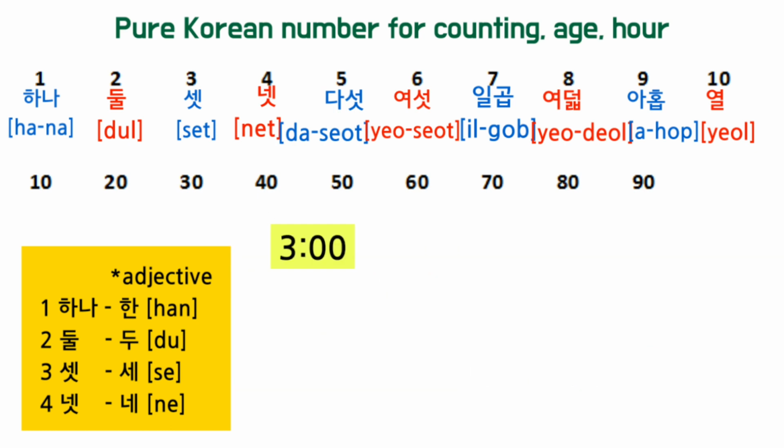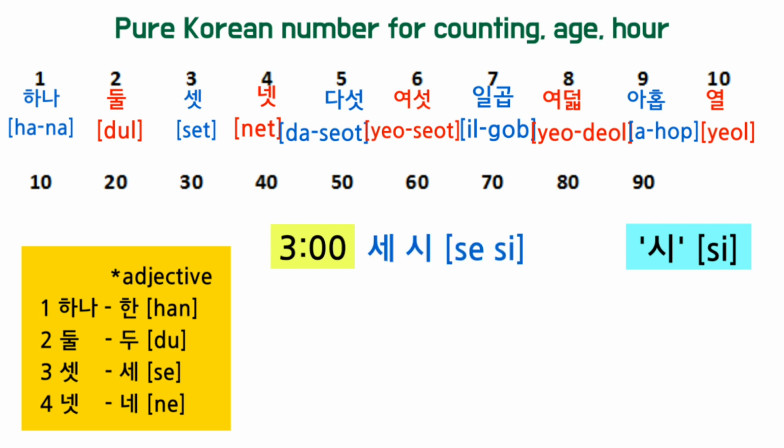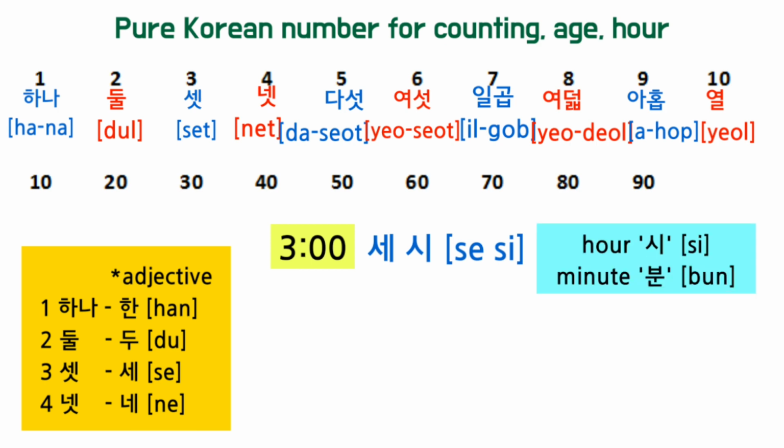What time is it now? It's 3 o'clock. We use 시 after the number for hour. So, 3시. When we say the time, it's very funny. We use pure Korean numbers for hour, but we use Sino-Korean numbers for minute and second. Hour is 시 and minute is 분.